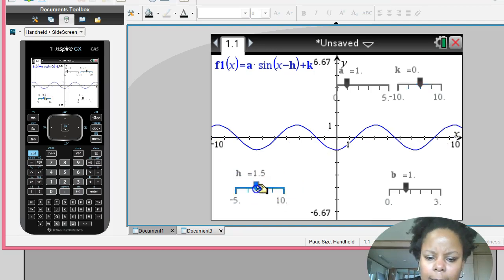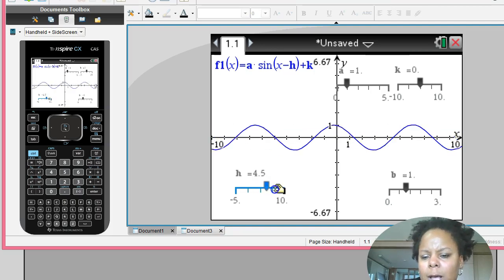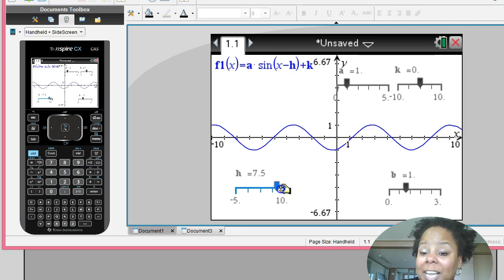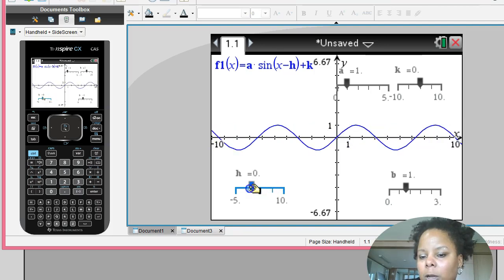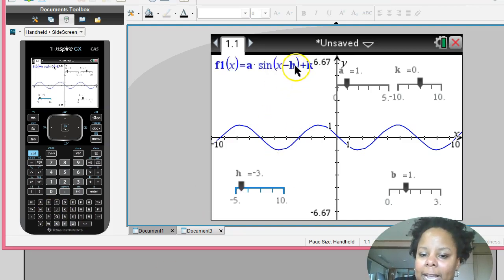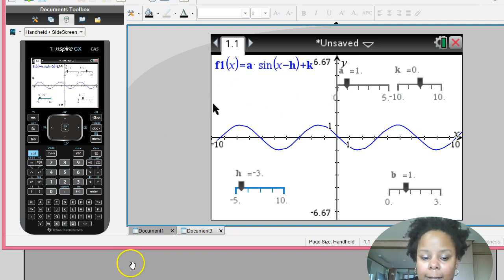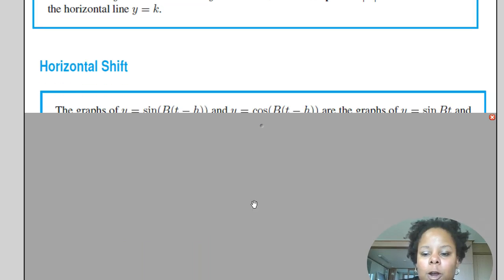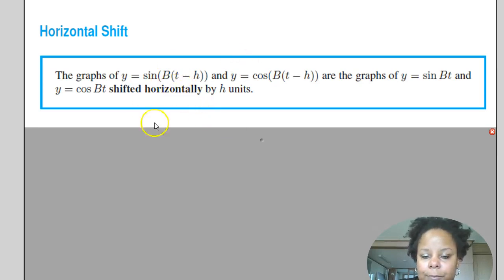As you can see, if I move h to 0, it looks like the regular sine graph. But when I change h to a more positive value, the graph is not changing shape, but is moving to the right when h is positive or gets bigger, and when h gets smaller, it's moving to the left. Remember, it's important to know that we're talking about x minus h. Where h is a positive number, the graph is going to move to the right. When h is negative, the graph is going to move to the left that many units. And that again is consistent with what we saw in our project for the midweek.